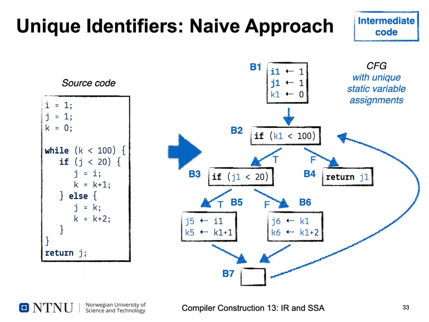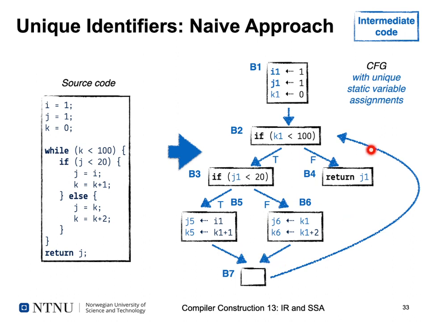So let's first introduce unique identifiers using a naive approach by just using unique static variable assignments. So we no longer have i, j, k, but we have i1, j1, k1. So we check for k1 is less than 100. Then we have the first check of j here, which is j1. And then we assign this. For example, here we use just the number of the basic block for an assignment to make it easier to get unique names. So here we would assign j5 and k5 because we're in basic block 5. And on the right-hand side, we would assign j6 and k6 because we're in basic block 6.